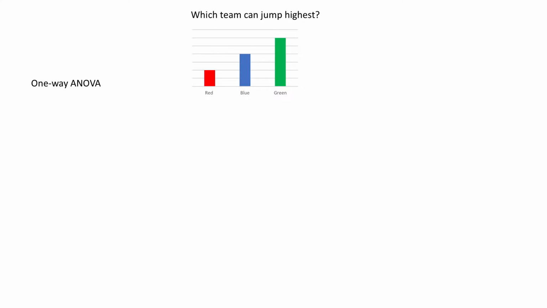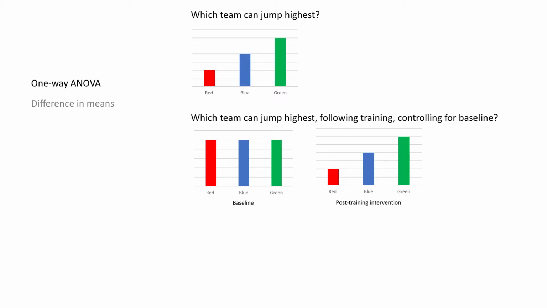A covariate could be, for example, that you look at the difference between athletes controlling for height, or controlling for mass, or controlling for playing experience. So here's our one-way ANOVA. We look at the difference in means across these three teams in terms of jump height. But what we want to do now is see which team can jump the highest following training when we control for baseline scores.